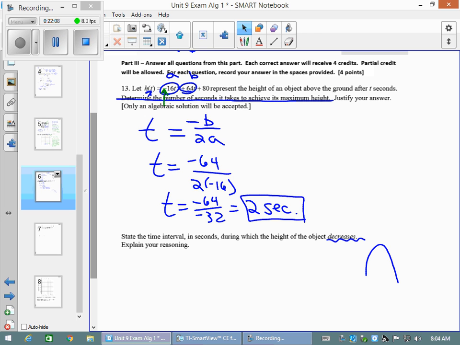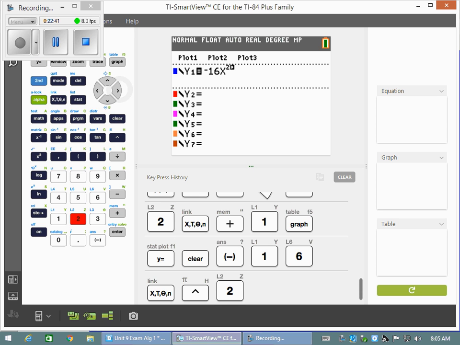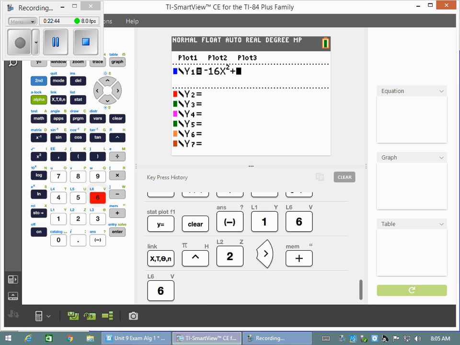So we want to know when our height decreases. So it's going to start decreasing here at 2. It's going to decrease until we hit the ground. So we have to find the point when we hit the ground. The easiest way to do that is to type this equation into your calculator and look at the table. So if I went to my calculator and I typed in negative 16x squared plus 64x plus 80. I'm using x because we always need to use x as a calculator, even if the variable is a different letter in your question.